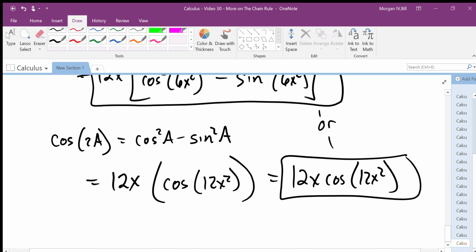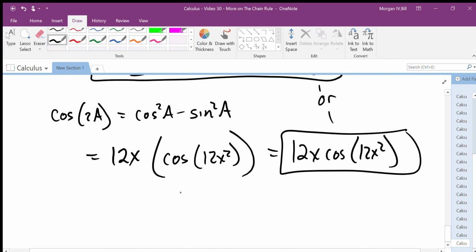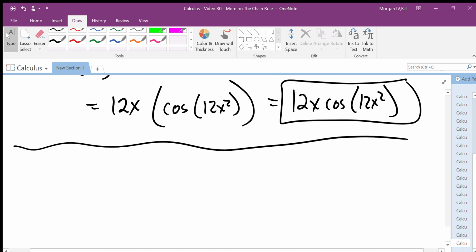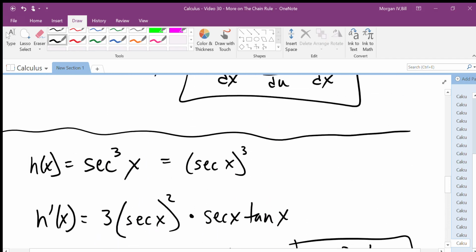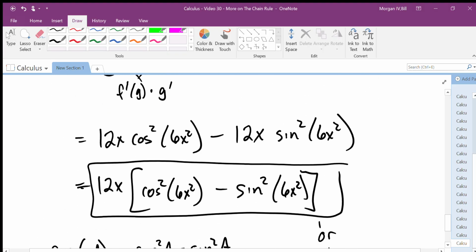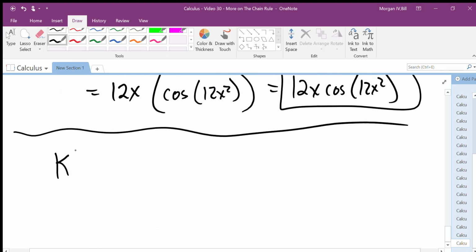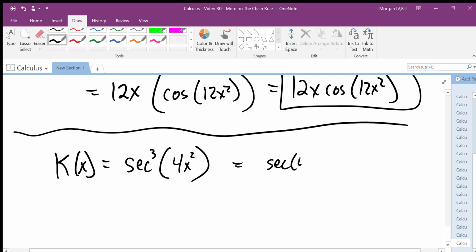Let's try another that's also a little bit more complicated. How about, let's go back to the original one I had. Way back up here was secant cubed of x. Let's take that one, but make it a little bit harder. Let's say k of x is the secant cubed, not just of x now, but of, say, 4x squared. Okay, so here's what we're picturing. We're thinking of this as the secant of 4x squared all raised to the third power, right? It's that whole function cubed.